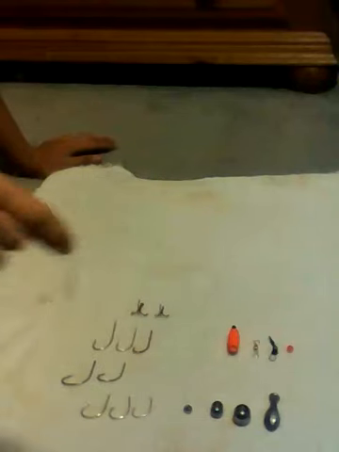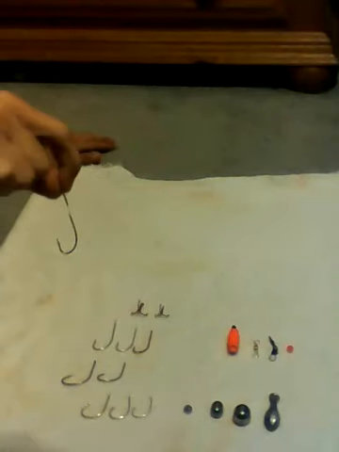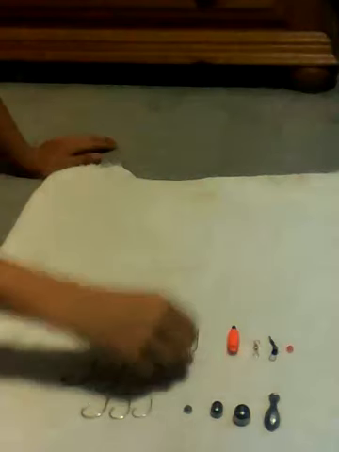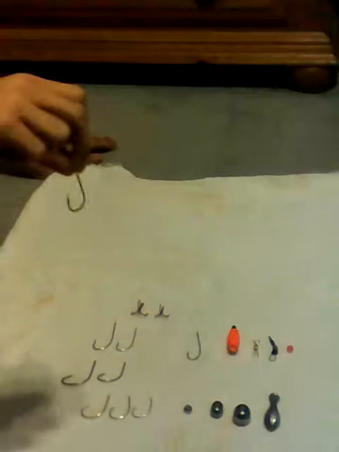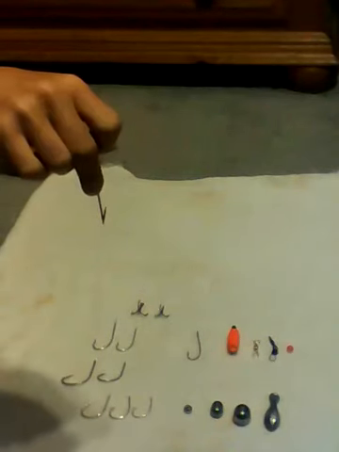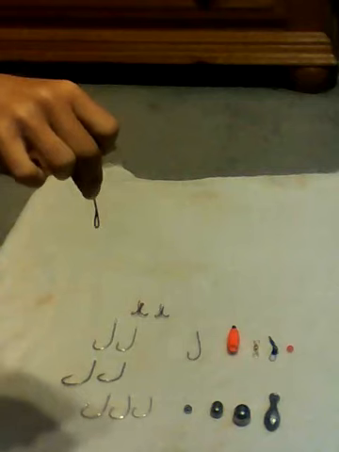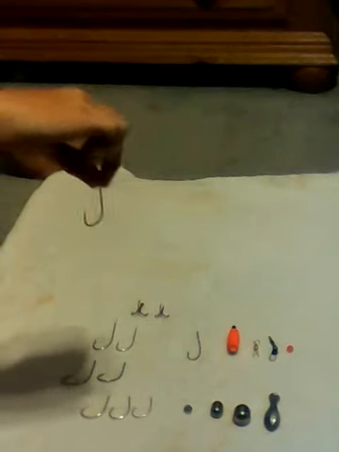Right here is a worm hook, as you can see the bait holder on the back of it. It's aimed at catching bait fish for the catfish. These are also blood hooks, and as you can see, they're a little offset so that when they bite, it won't be. They're helpful.